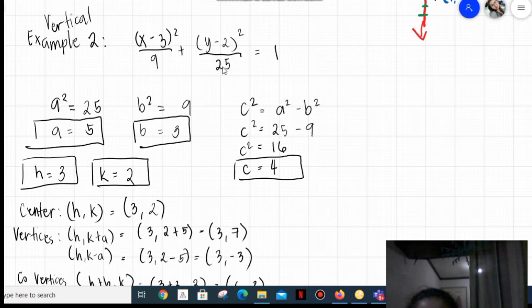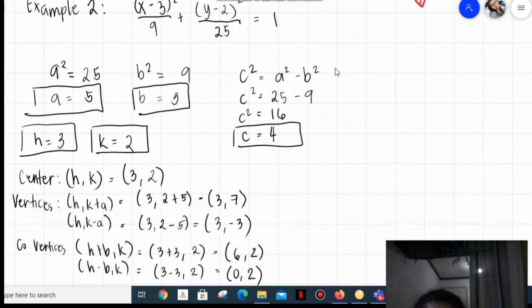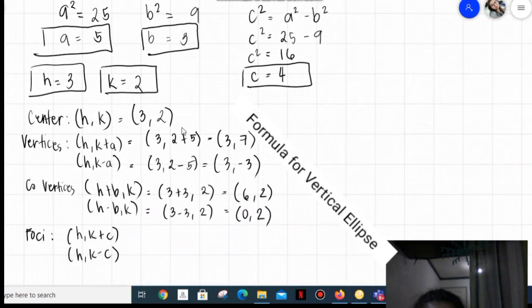Or, sa madaling salita, since si 25 yung ating denominator na mataas, which is nasa baba siya ni y, therefore, mas mahaba yung linya ni y. And yung linya ni y, siya yung pataas na line, patayong line, which is the vertical line. So, that is a vertical ellipse. So, pag vertical ellipse, ito yung mga ginagamit nating formulas. Ito yung susundin nyo sa pagkuha ng mga points.